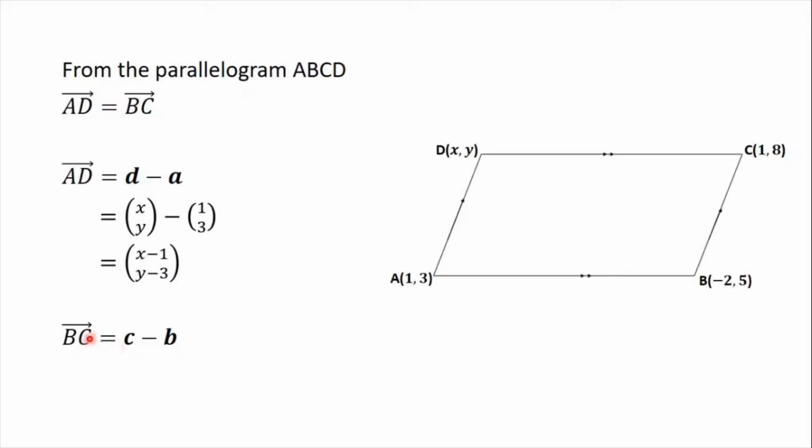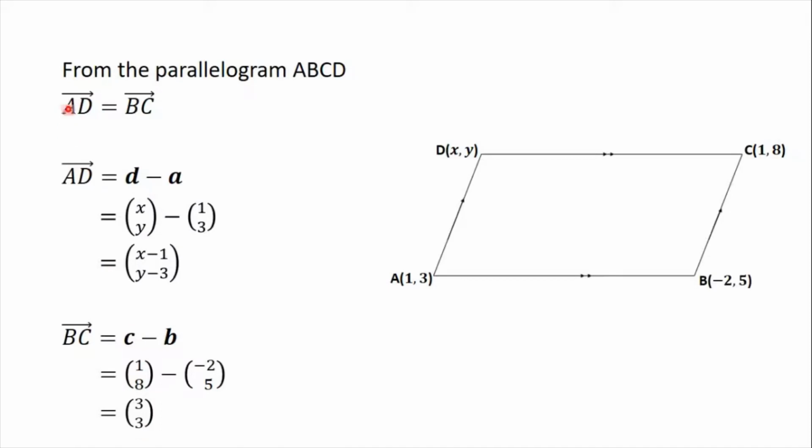Vector BC will give us position vector C, or OC, minus position vector B, or OB. So OC is the same as position vector C, or small letter c, as you can see here. Then OB is the same as position vector B, or small letter b. The components of C will be the coordinates of point C, which are 1, 8, minus the components of B, which are -2, 5. If you do the subtraction, you have 1 minus -2, which is 3. Then 8 minus 5, which is also 3.